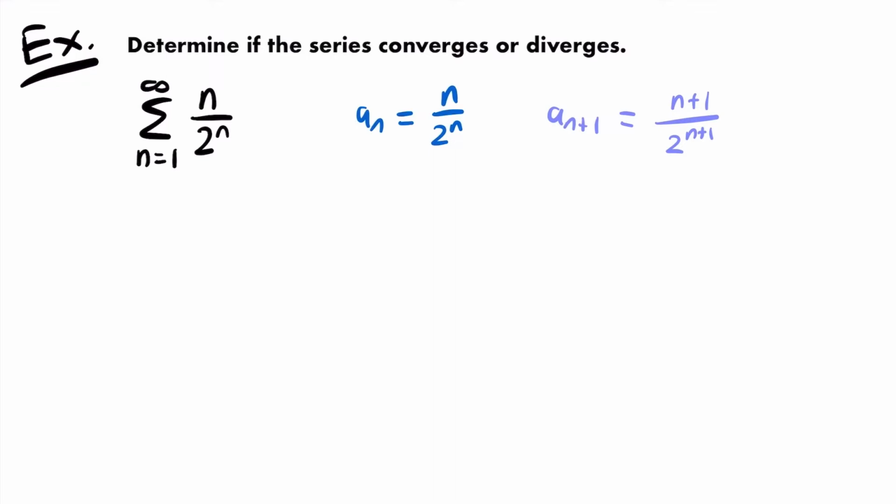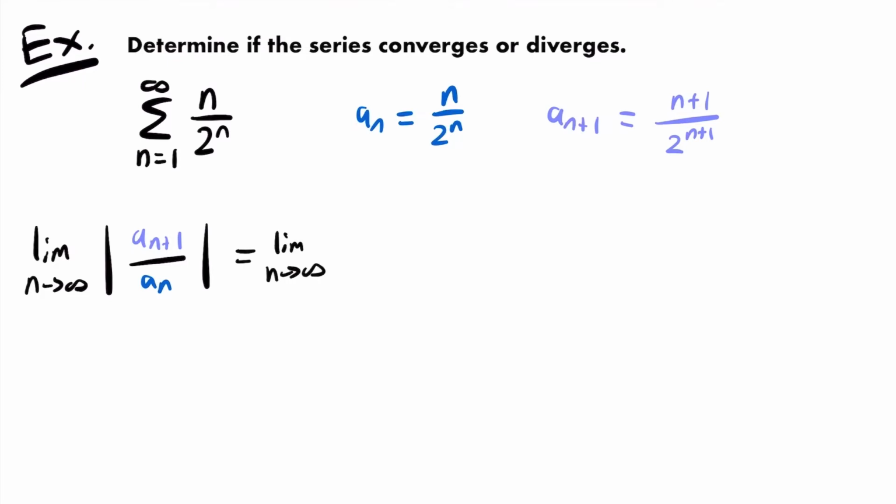And so if we want to use the ratio test, we will take the limit as n approaches infinity of the absolute value of a sub n plus 1 divided by a sub n. All right, and that is going to be equal to the limit as n approaches infinity of the absolute value of this expression divided by this expression. Now, instead of writing out a complex fraction, remember that dividing by a fraction is the same as multiplying by the reciprocal of that fraction. And so what we'll have is a sub n plus 1, which is n plus 1 divided by 2 to the power of n plus 1, multiplied by the reciprocal of a sub n. So we'll flip the numerator and denominator and have 2 to the power of n divided by n. And that is the limit that we need to solve.